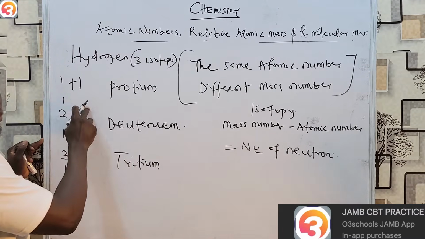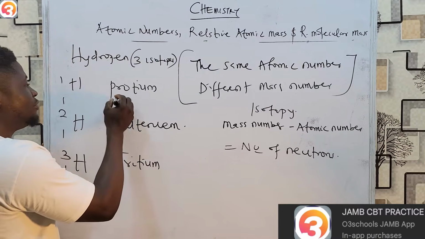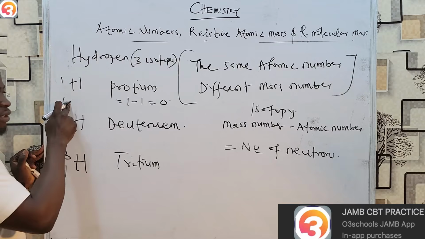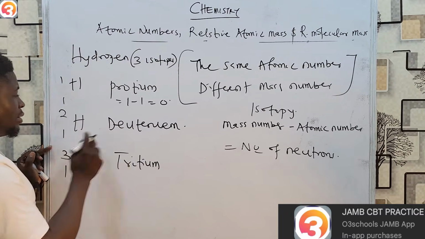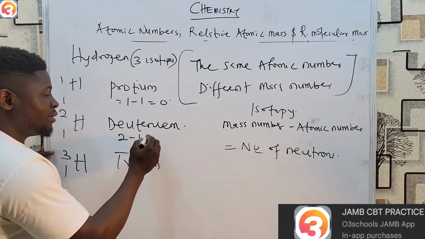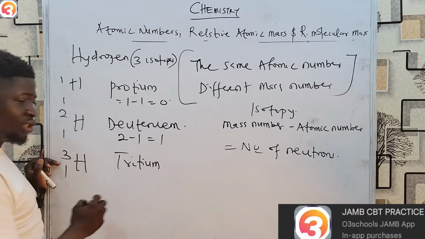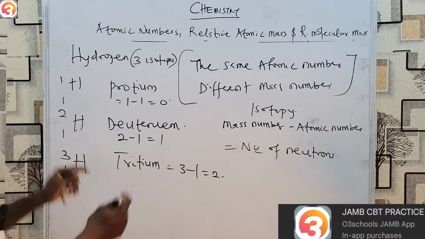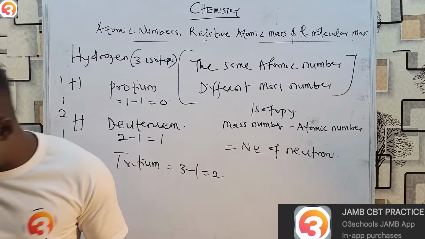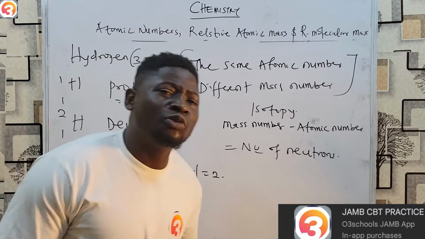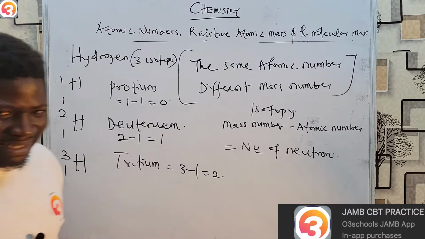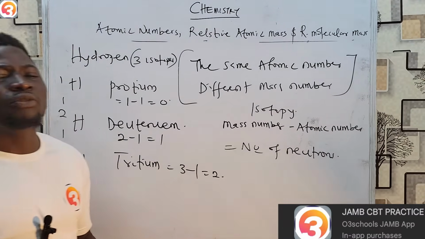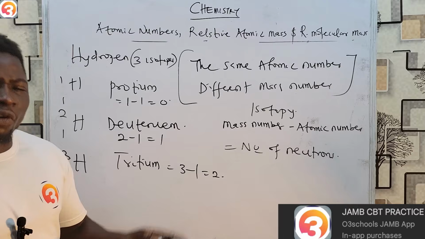So that means for a hydrogen proton atom, the number of neutrons will be 1 minus 1, which is 0, because mass number is 1, atomic number is 1. In a deuteron atom, I'm going to have 2 minus 1 as the number of neutrons. I have 1. While in tritium, I'm going to have 3 minus 1, which is 2. So these are the isotopes of hydrogen. To find the final mass of hydrogen, you need to find the average mass of the isotopes of the element we are talking about.